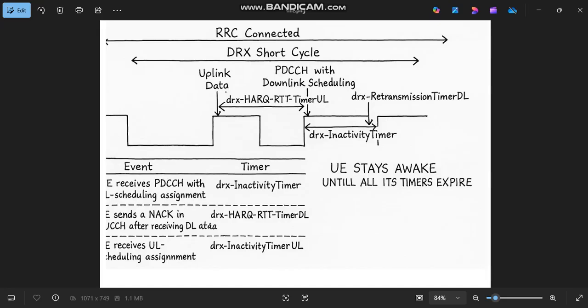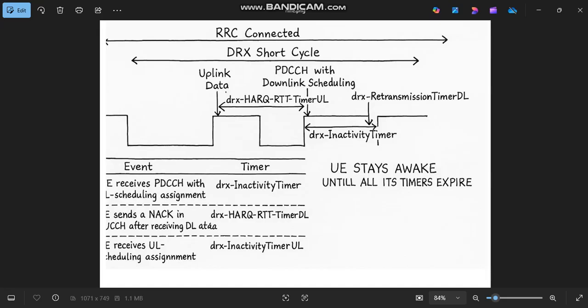All these processes which I have explained one by one, they will never happen one by one. They'll be happening parallelly. They'll be scheduled parallelly. For example, event: PDCCH with downlink scheduling assignment. At that time, DRX inactivity timer is running. UV sends a NACK in PDCCH after receiving downlink data.